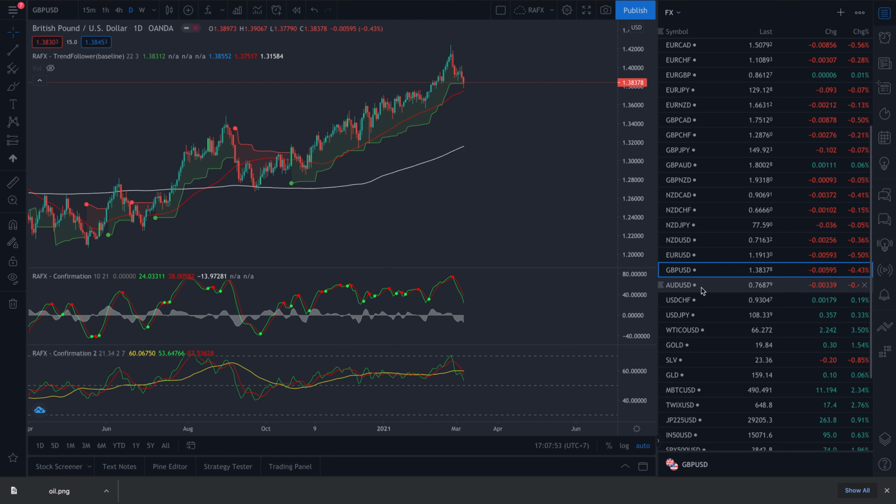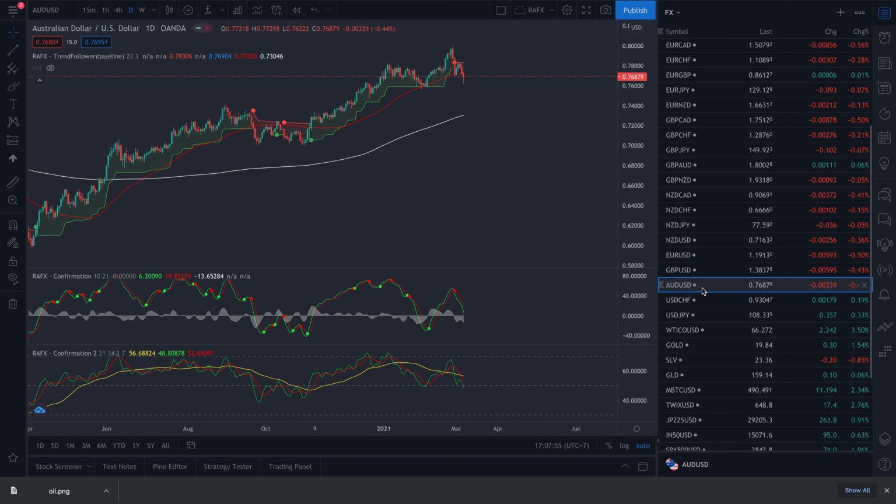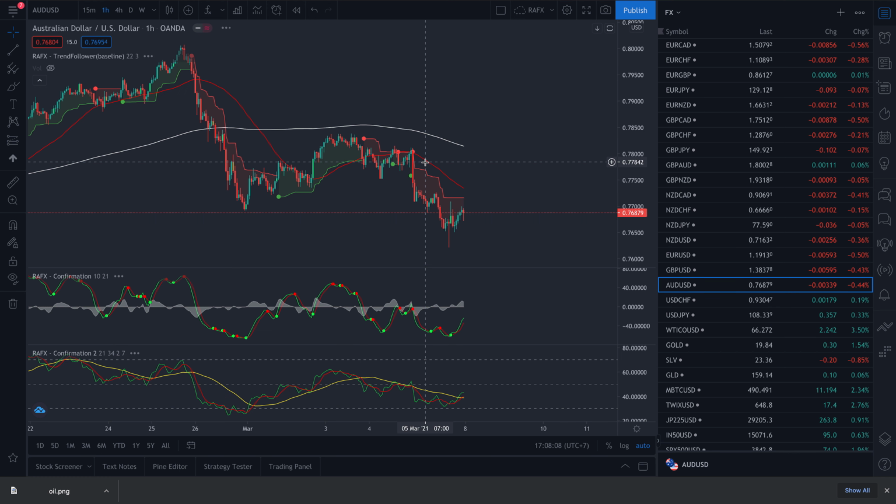So next, AUD USD. The same, AUD USD is an uptrend, so we are going to check for long because the price is in the market structure. So let's see if in the 1 hour we have an entry trigger. Initially we don't have it, because the trend follower is still in the sell zone, and confirmation 2 is as well in the sell zone.